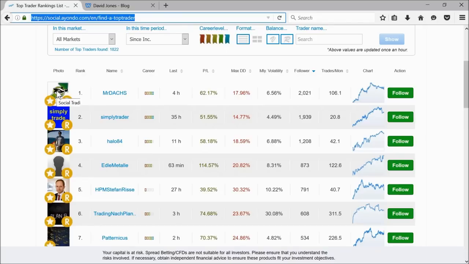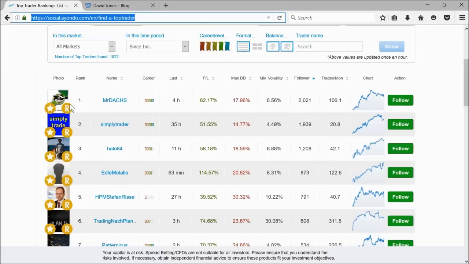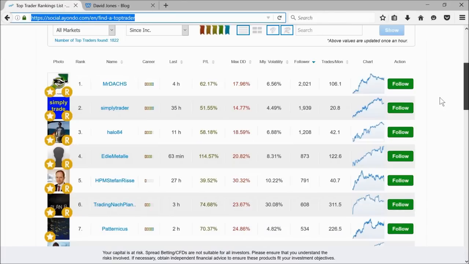This person here, that's his photo. The star there means he's a popular trader. He's got lots of followers. R is an important one for me. We'll talk more about this in a minute, but R means he's a real money trader. On the Ayondo platform, you can look at people who trade on demo accounts, and you can choose to mirror their trades, or you can just look at people who are trading with real money, and the Ayondo platform does make it clear by putting that R next to them to show that they're using real money, they're not trading on a demo. That's the name. Oh, hold on, let's scroll that across. There's the name.